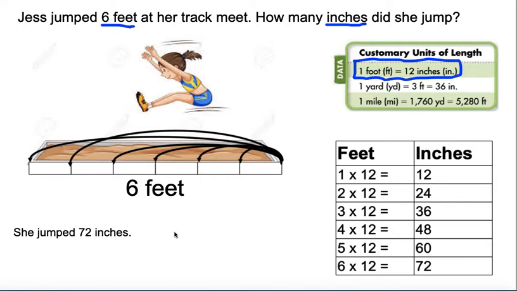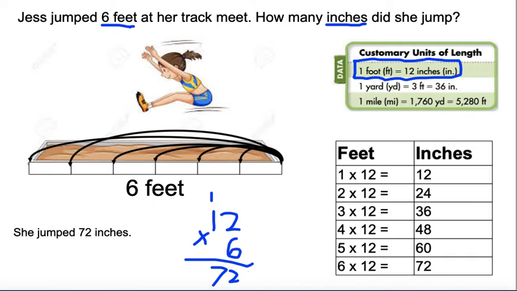So really what we could have done, and we could have used the standard algorithm, we could have done 6 times 12, or if we set it up, I like to do the larger digit on top, we could have done 12 times 6. And then if we do the standard algorithm, 2 times 6 is 12. We regroup that 1, keep the 2 here. 1 times 6 is 6, plus another 1 is 7. Oh, and there we go, we get 72. All right, so all we really had to do was to take the 6 feet that she jumped and multiply it by 12 inches. So we had 72 inches.